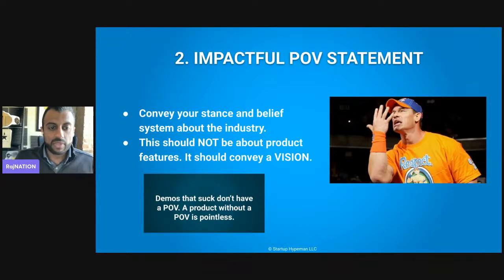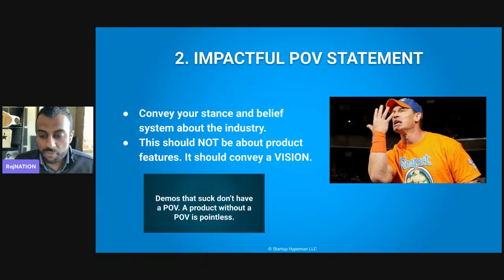Demos that suck do not have a point of view. And I am here to tell you today that a product without a point of view is pointless, right? A product without a point of view is interchangeable. It doesn't matter. That's going to lead to a feature war and discounting and all that stuff.